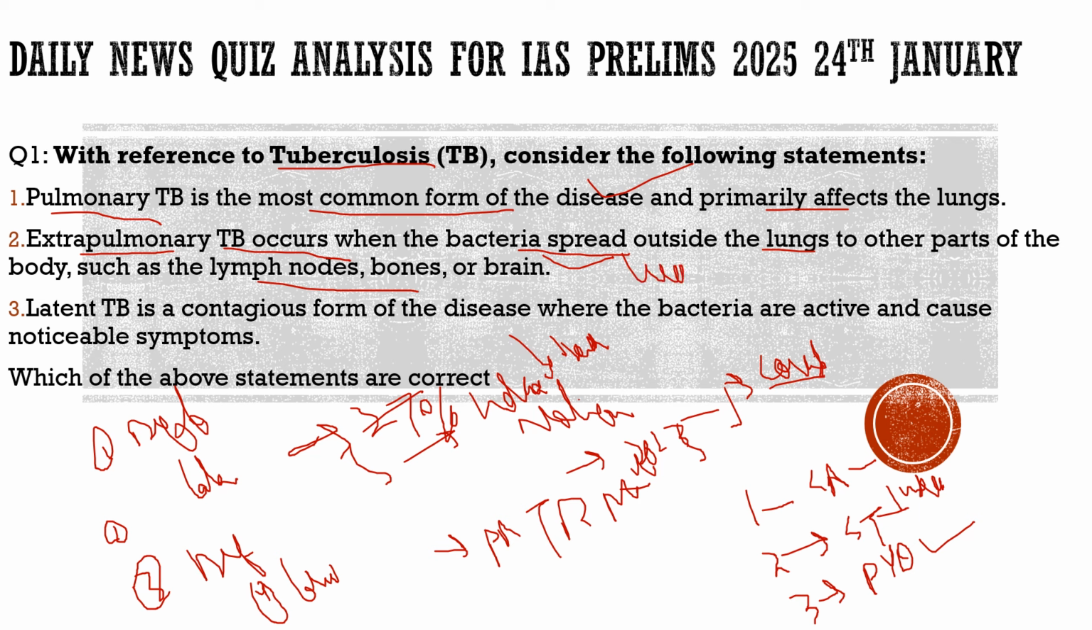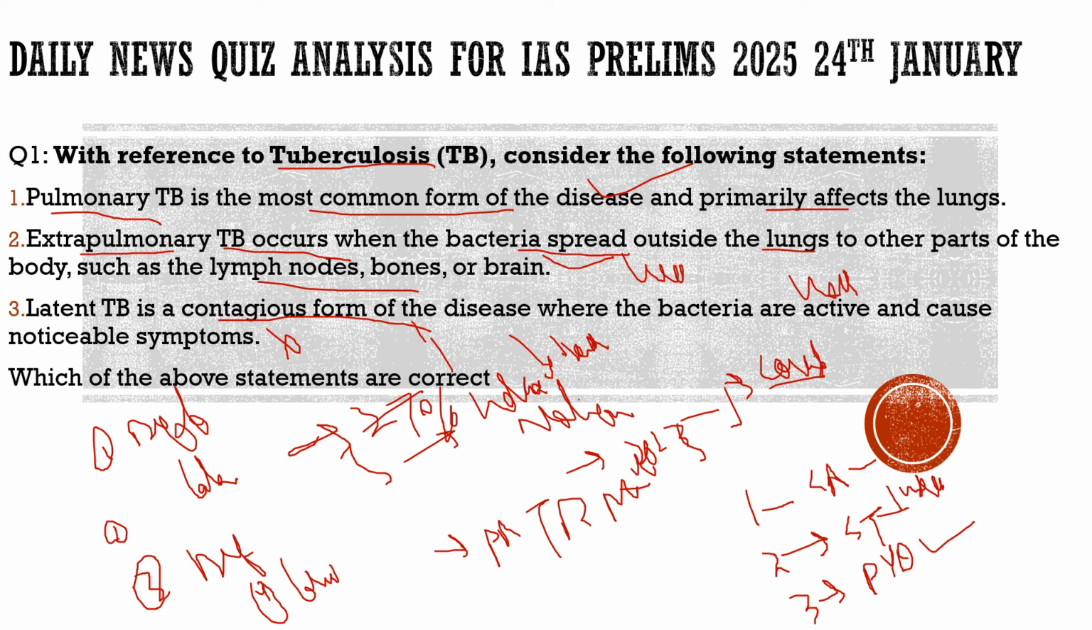Now coming to the third statement, it says latent TB is a contagious form of the disease where the bacteria are active and cause noticeable symptoms. Totally incorrect. In latent TB, the bacteria is inactive and the symptoms are not noticeable. So the third statement is totally incorrect. So with respect to this question, the correct statements are statement 1 and statement 2 only.